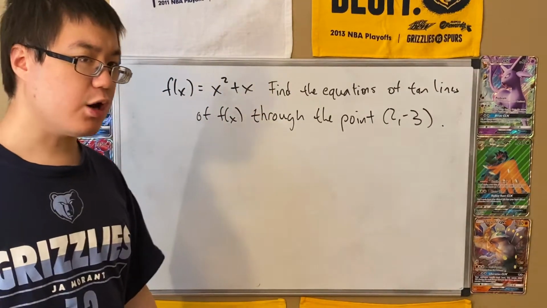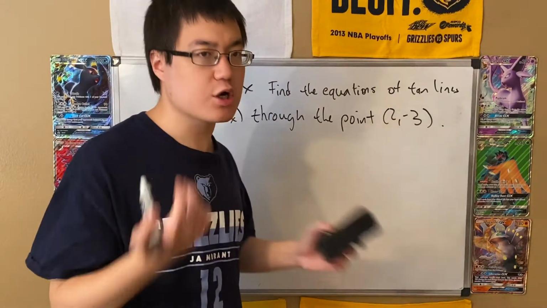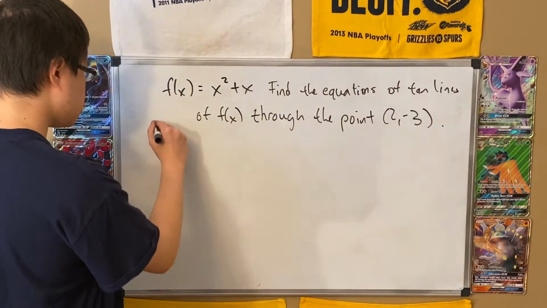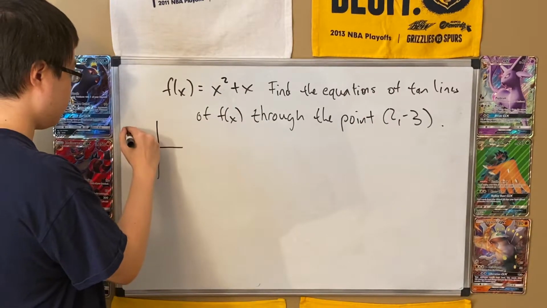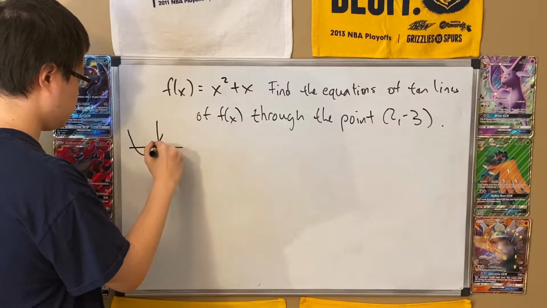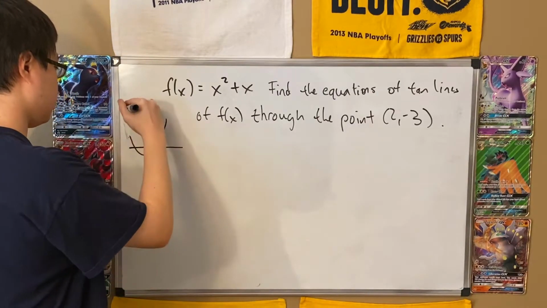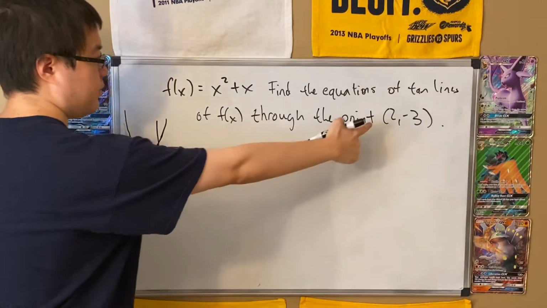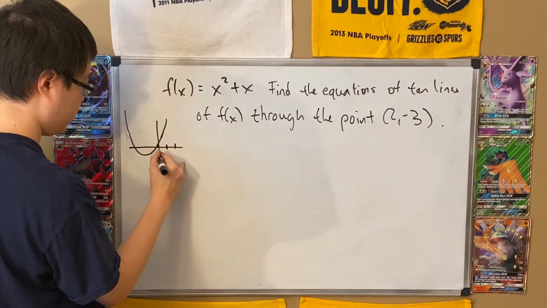You don't have to draw a picture in these questions, but the picture might help us determine what's going on. So this guy right here is a parabola. It goes through the point (0, 0), so it's going to be like this. This is supposed to be a parabola. And then this is supposed to go through the point (2, -3).